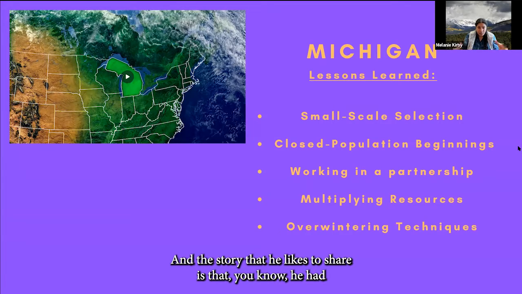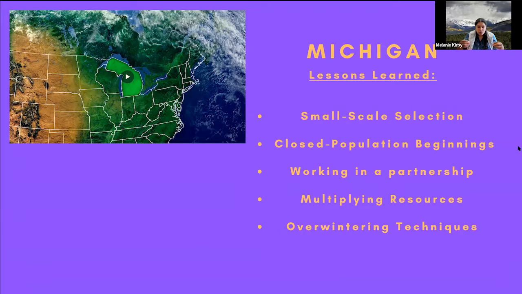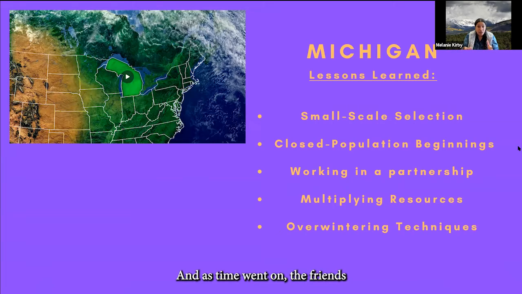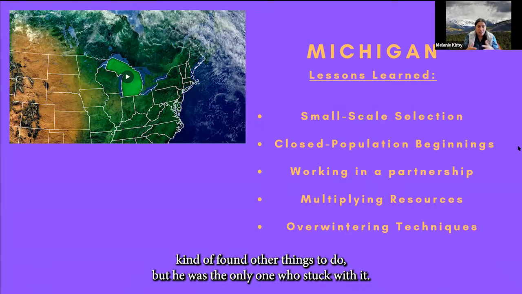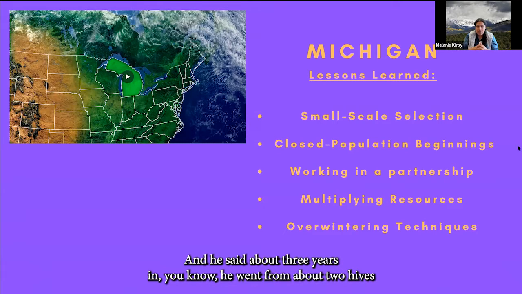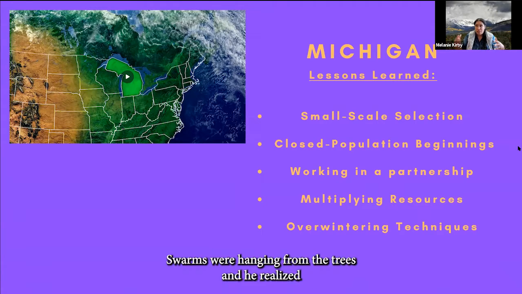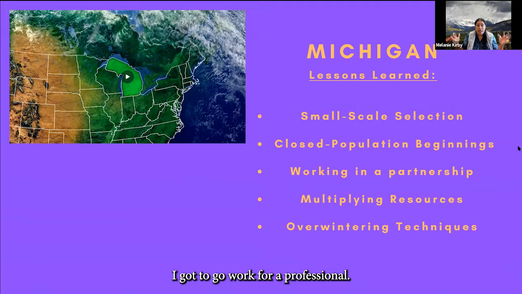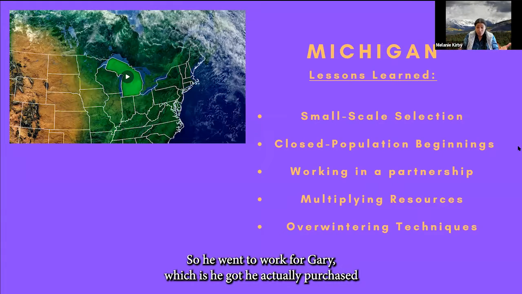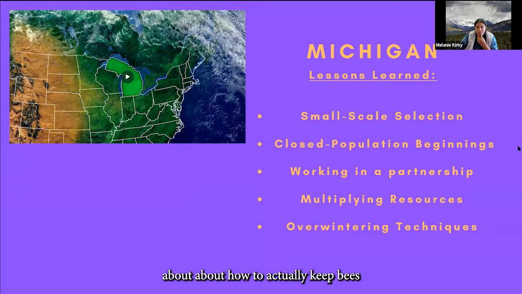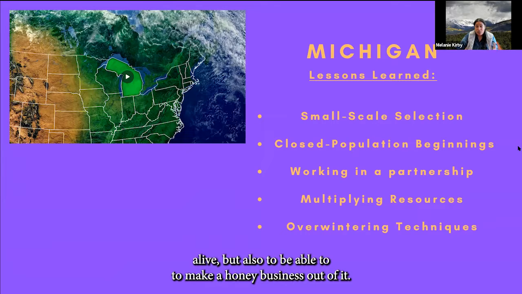And the story that he likes to share is that he started with 2 books, 2 packages, and a couple friends. As time went on, the friends found other things to do, but he was the only one who stuck with it. He said about 3 years in, he went from about 2 hives to 5 to 17 units of he didn't know what. Swarms were hanging from the trees, and he realized, I've got to go work for a professional. So he went to work for Gary, from whom he had actually purchased some of his original bees, and decided he wanted to learn more about how to actually keep bees alive, but also to be able to make a honey business out of it.